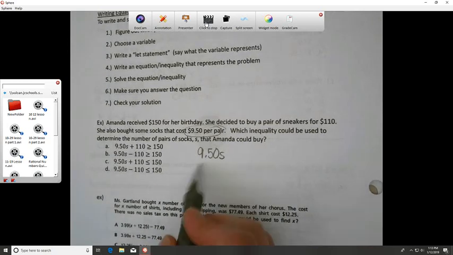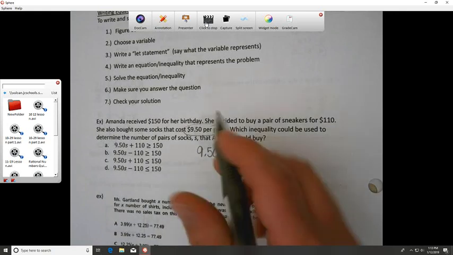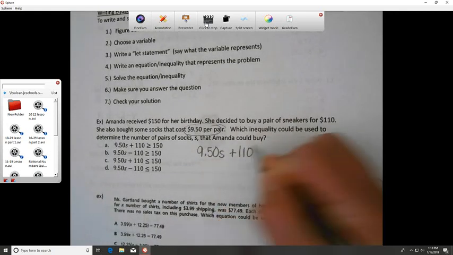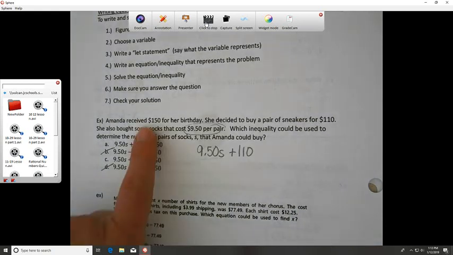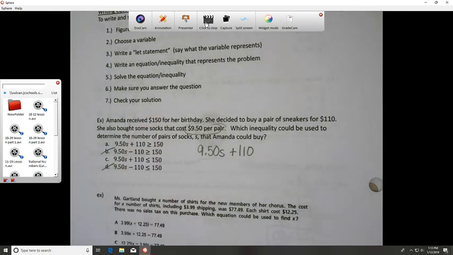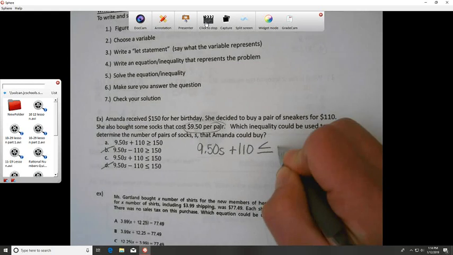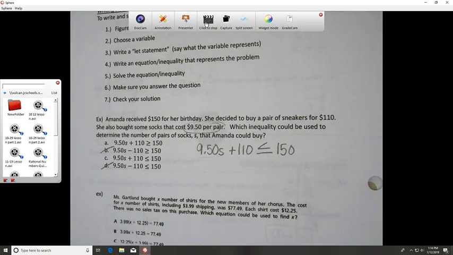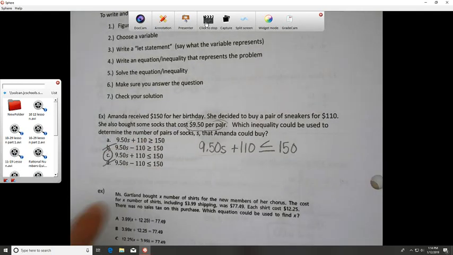Now she's also going to buy the pair of sneakers for $110. So she has to pay for the socks plus she has to pay for the sneakers. So I can rule out choice B and D because they're subtracting the price of the sneakers. And now if she has $150, she can't spend more than $150. That's all she has. She could spend less than $150 or she could spend exactly $150. So it's going to be less than or equal to, so that should be choice C, not choice A.